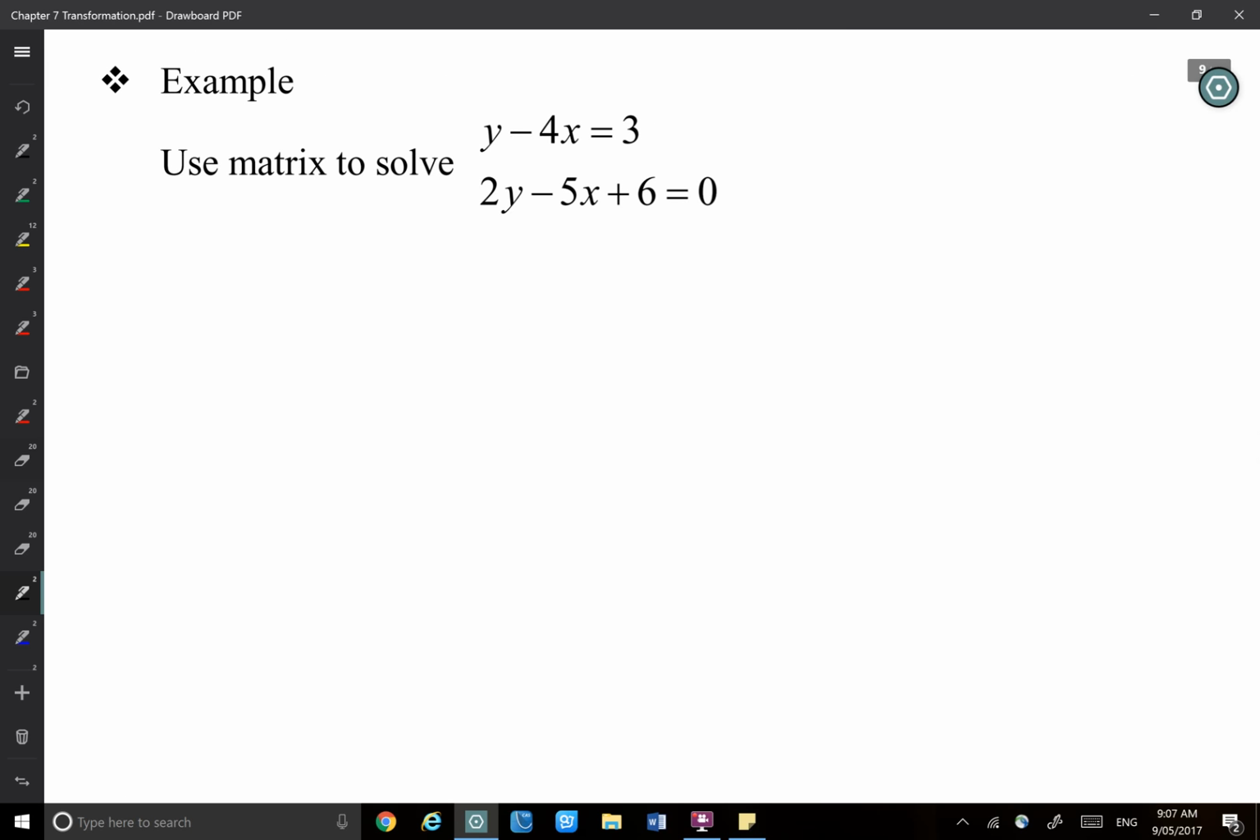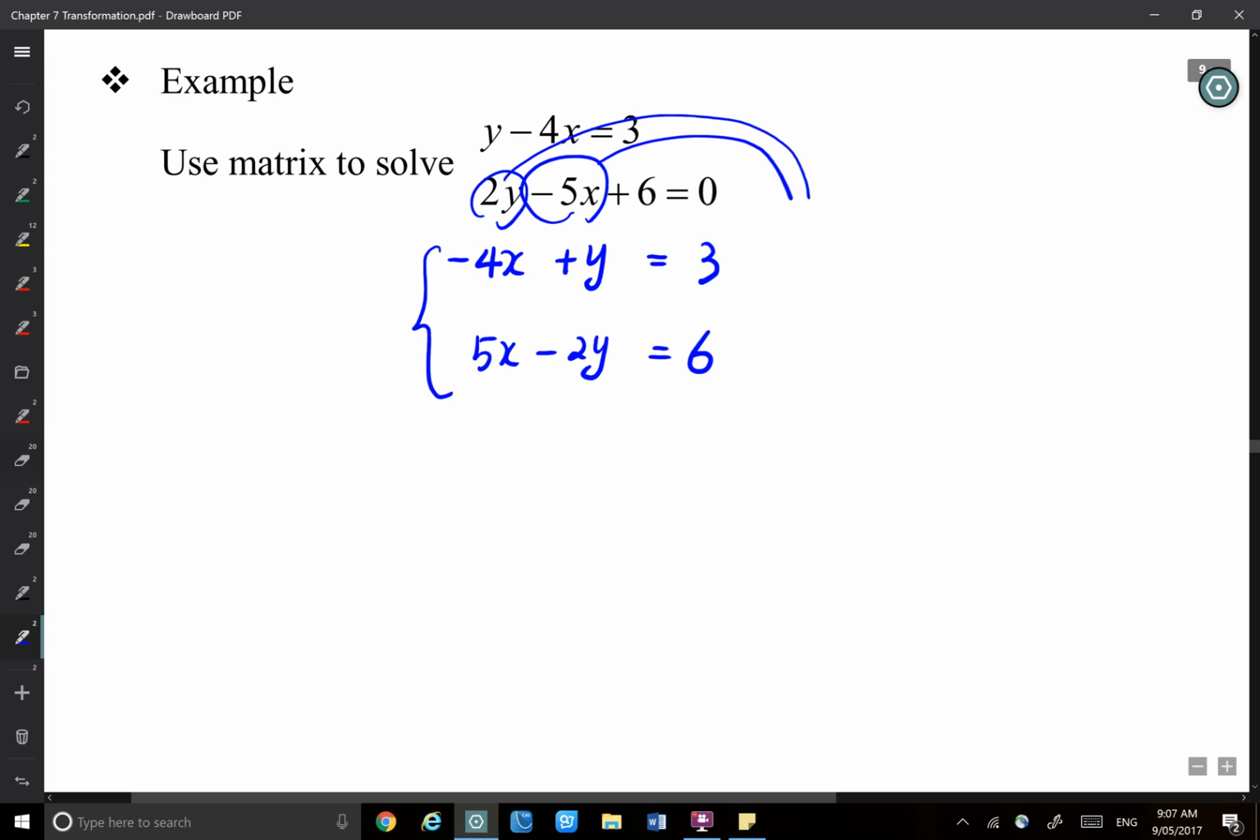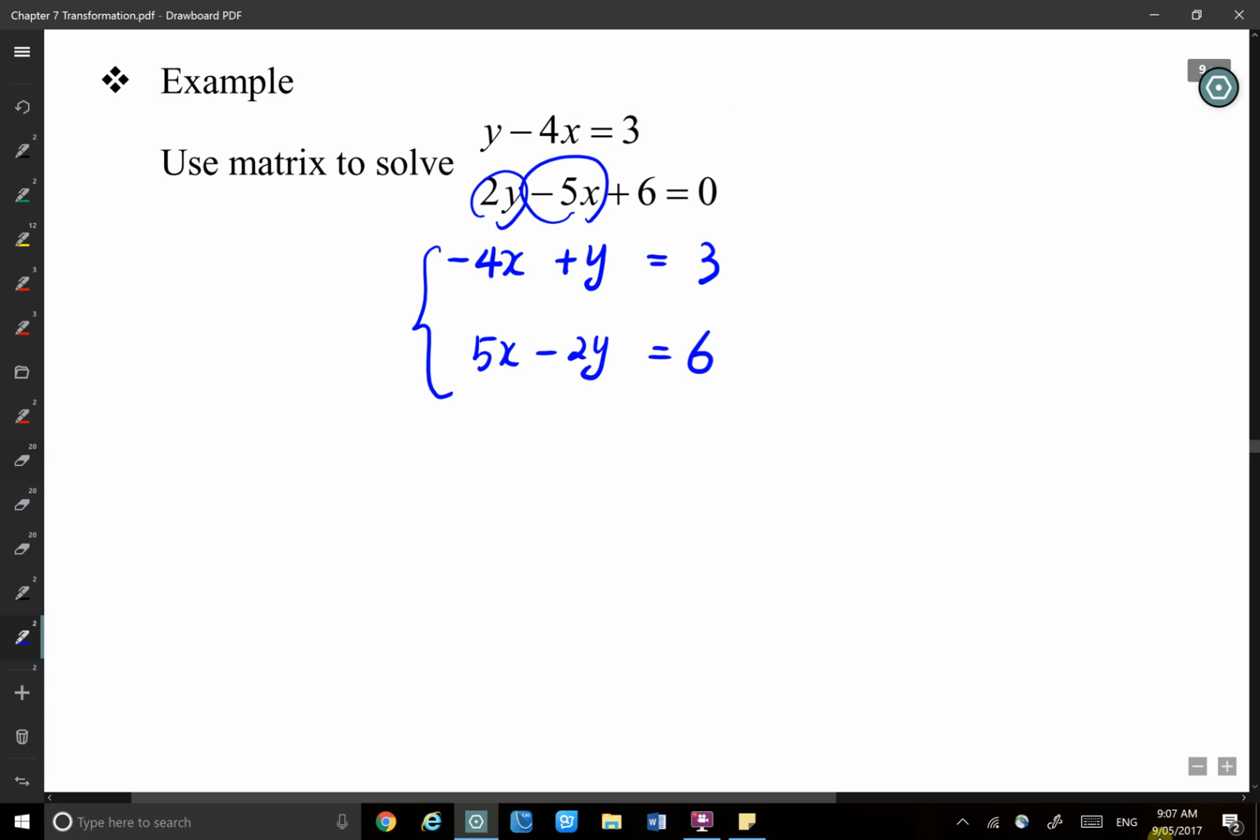Let's have a look. You have y minus 4x equals to 3. So let's put that into minus 4x plus y equals to 3, because ax plus by equals to c. And the second equation, I will have 5x minus 2y equals to 6. Move the 5x to the side and the 2y to the side, so it's 5x minus 2y equals to 6.